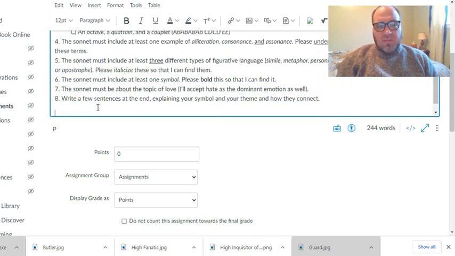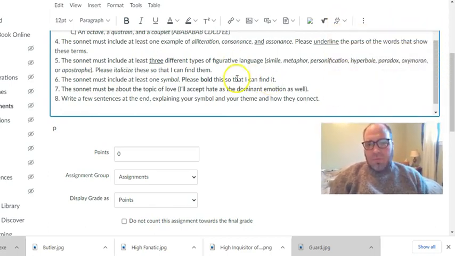Number 5, the sonnet must include at least three different types of figurative language. Oops, you can't see that because I'm in your way. Three different types of figurative language. The list here: simile, metaphor, personification, hyperbole, paradox, oxymoron, and apostrophe. Pick three of those, different ones, and get them in there. Please italicize these so that I can find them. If I see something that's italicized in there, I'll know it's figurative language.